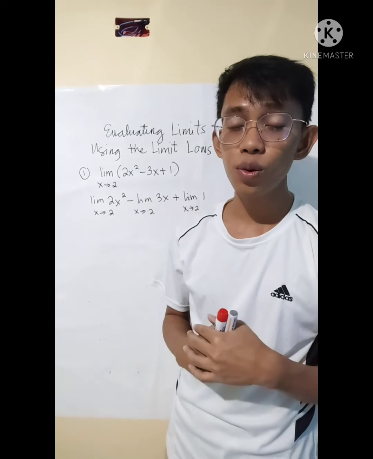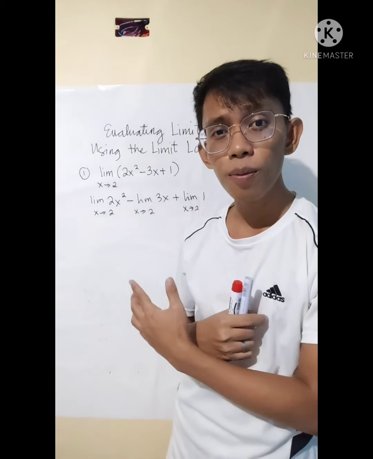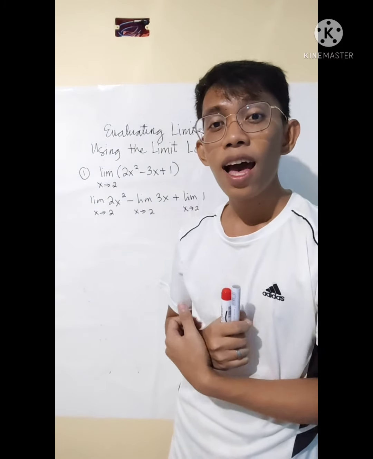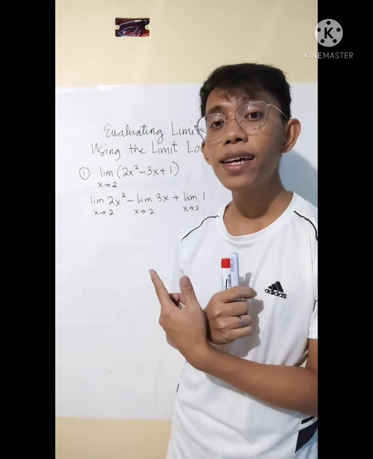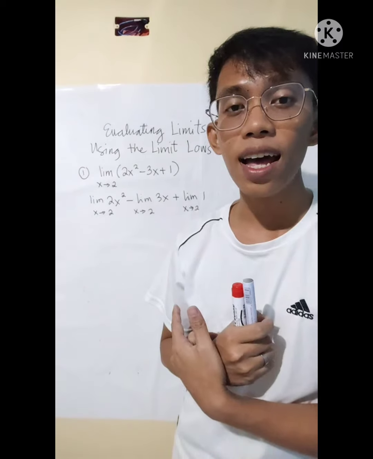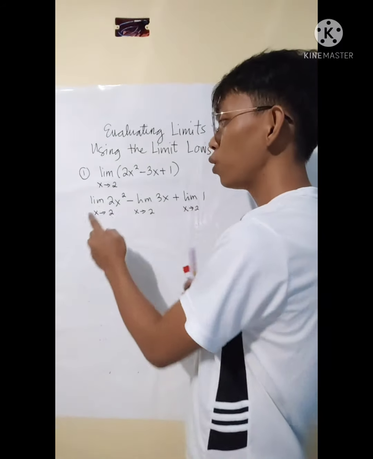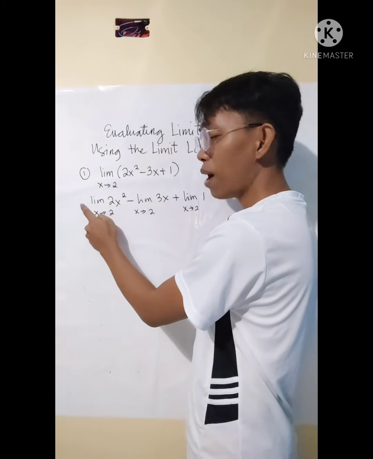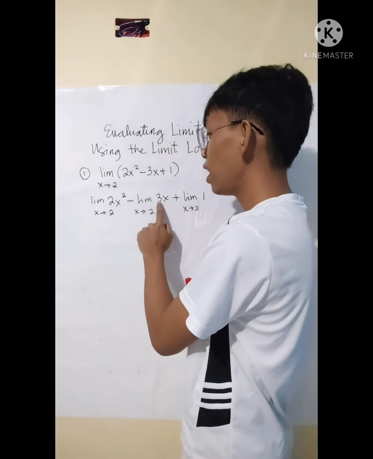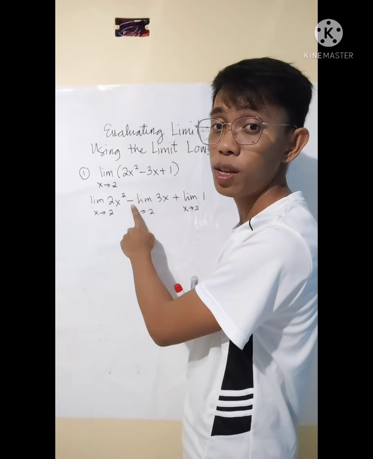The next thing that we will do is may mga nakikita tayong constant multiples or mga nakamultiply na constant. Ang gagawin natin sa mga yan ay ilalabas natin sila. And ang ina-apply natin na limit law doon ay limit ng constant multiple. So, si 2 ay lalabas as a factor, and then si 3 lalabas din and it will also become a factor or a multiplier.